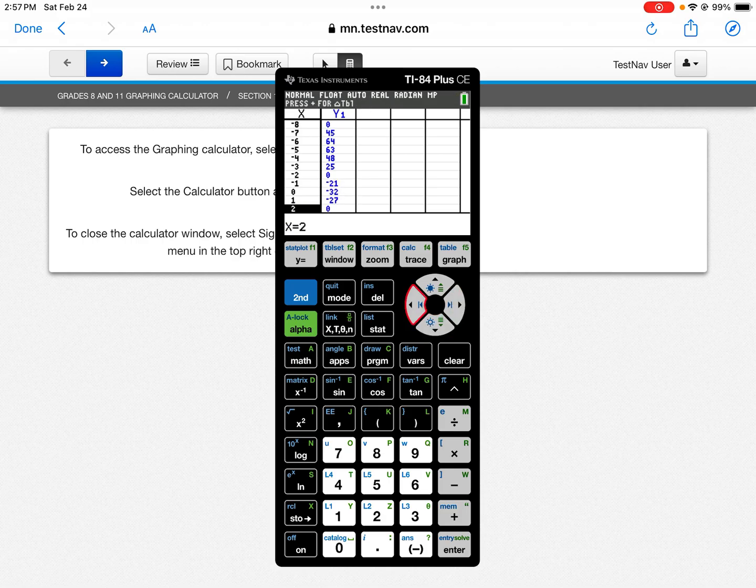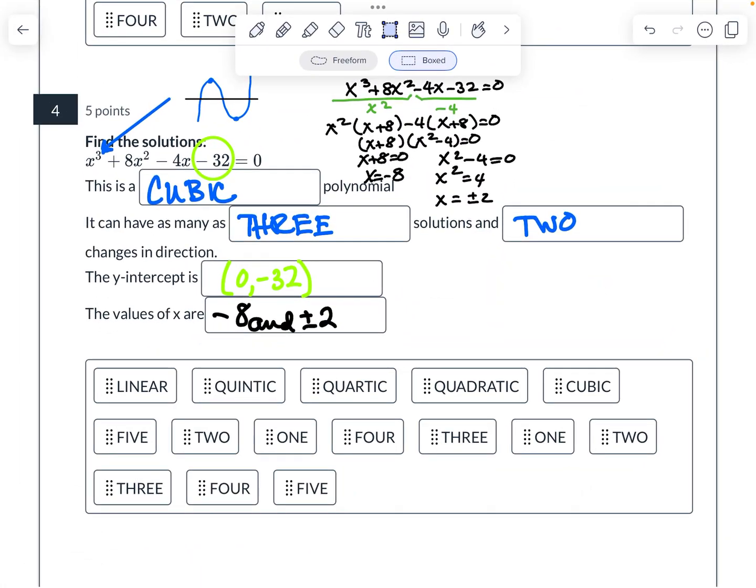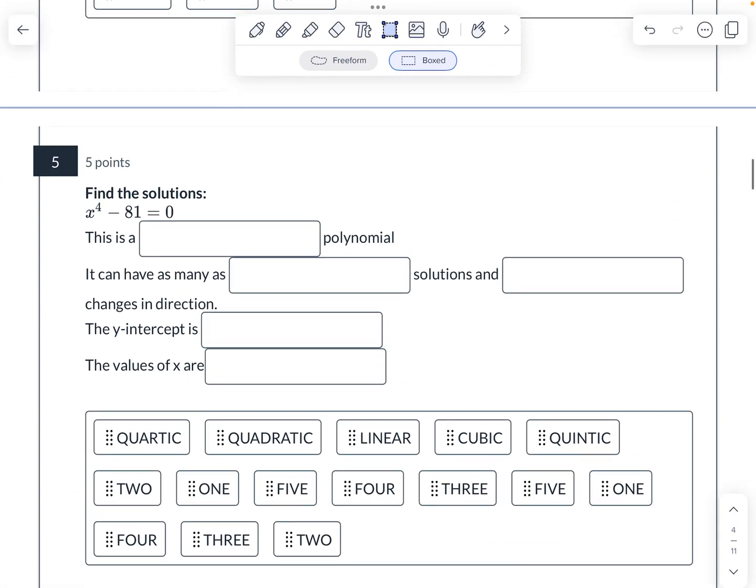Do I care which way you do it? No. You do need to become good at factoring though, friends. All right? Not everything can be done by looking at the picture. But if you can, you can. That's awesome. All right, number 5.